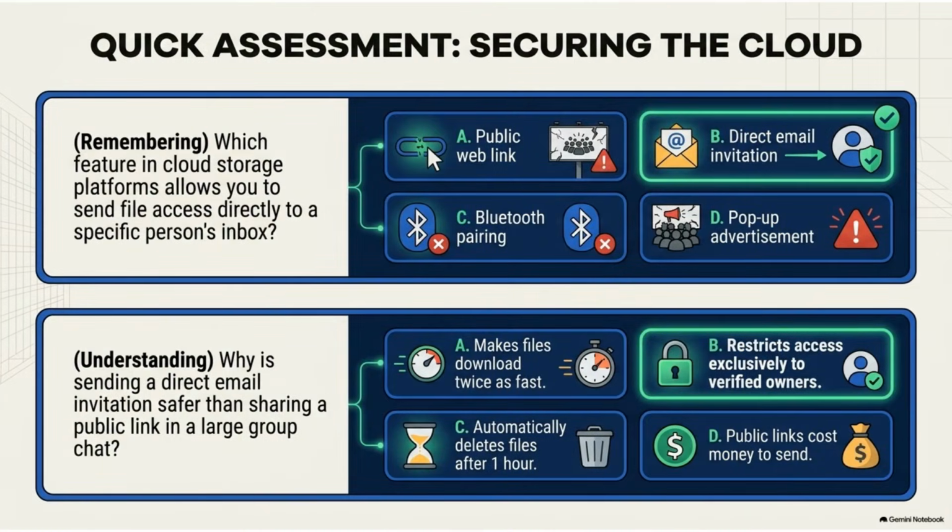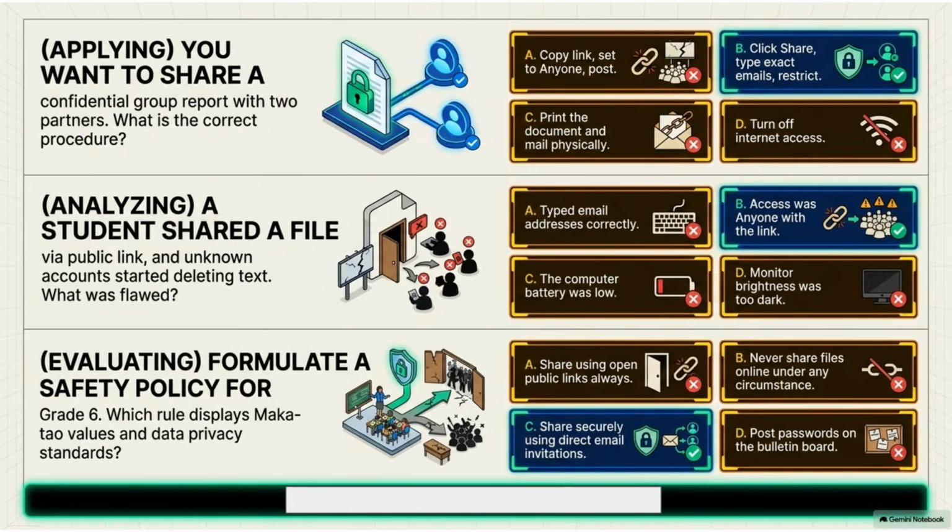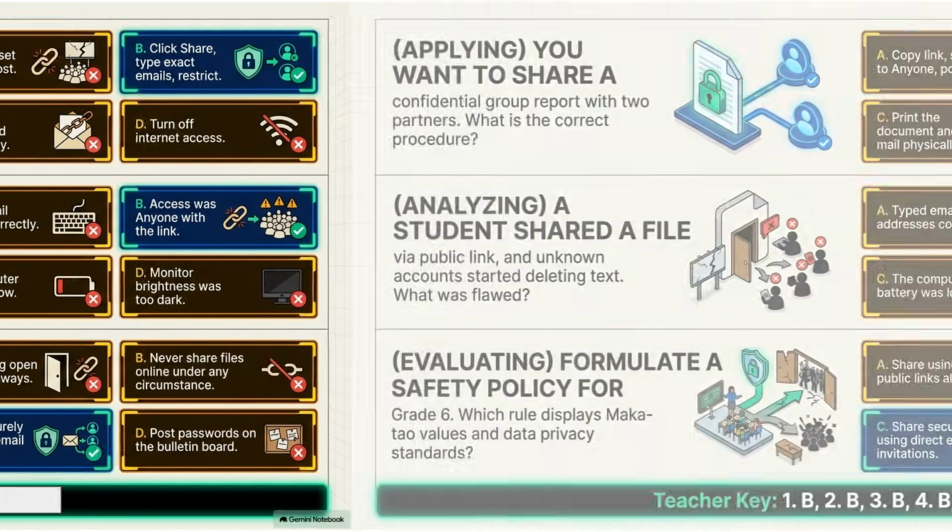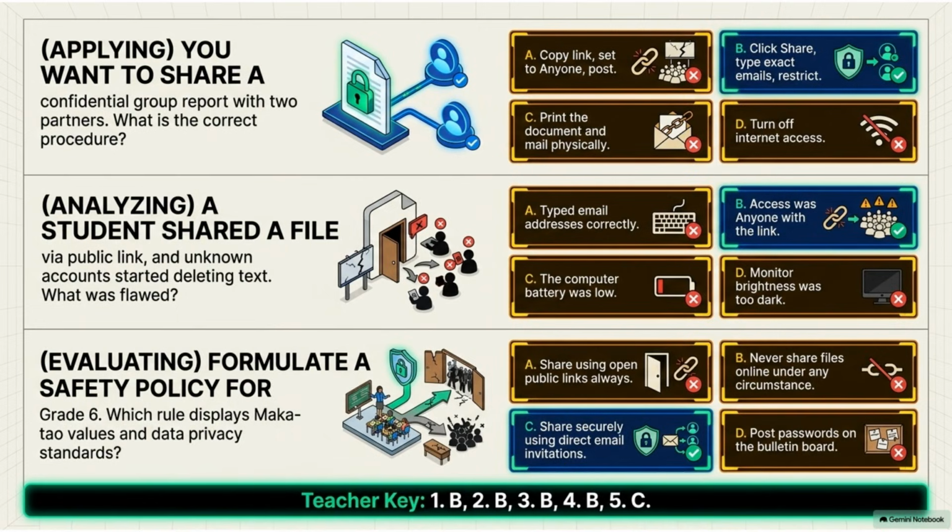To wrap up our lesson, let's review our quick assessment on securing the cloud. We have questions focusing on identifying the correct file sharing feature and understanding why direct email invitations are essential for data privacy. Let's review these 3 practical scenarios on cloud security and digital safety. Protecting your team's work starts with strict access control. Always double-check your sharing permissions before sending. Here we analyze how to correctly share confidential reports, identify flaws in public link sharing, and formulate safety policies that align with our core values. Refer to the teacher key provided for the correct solutions.